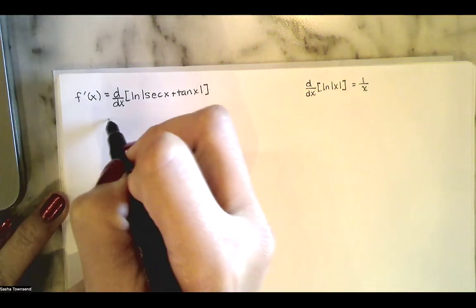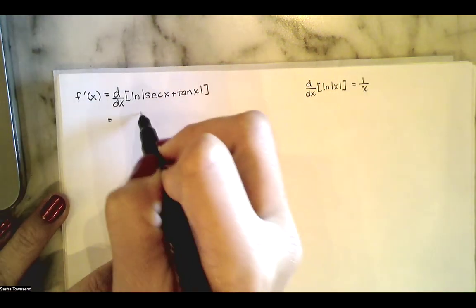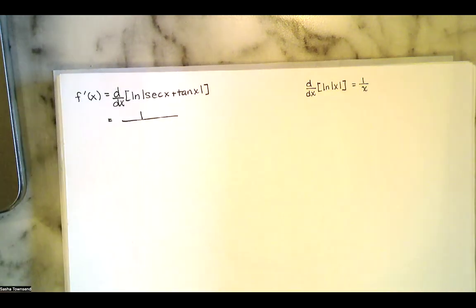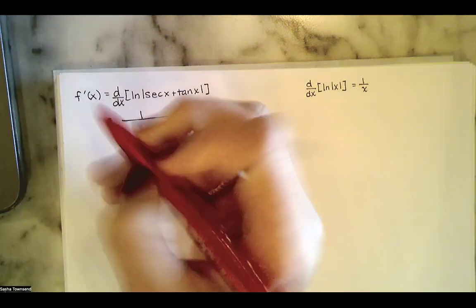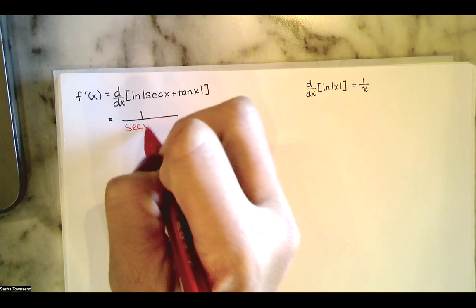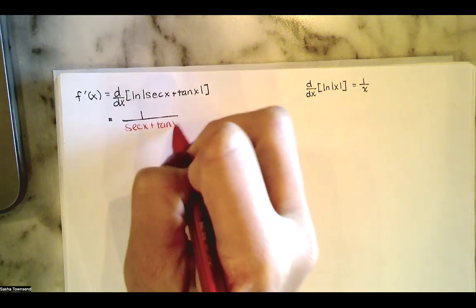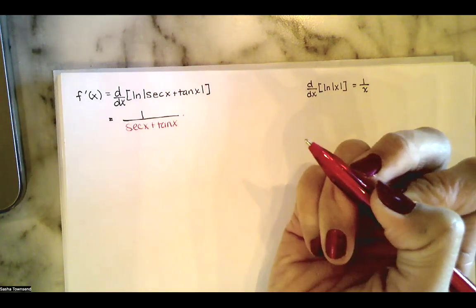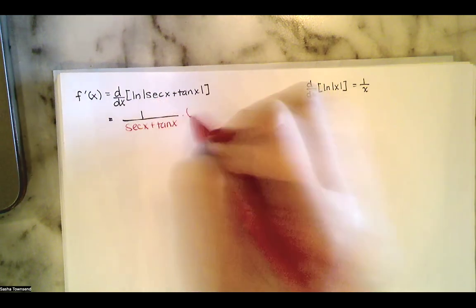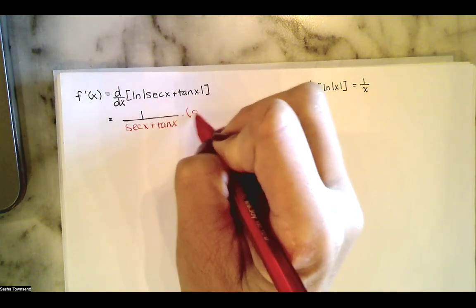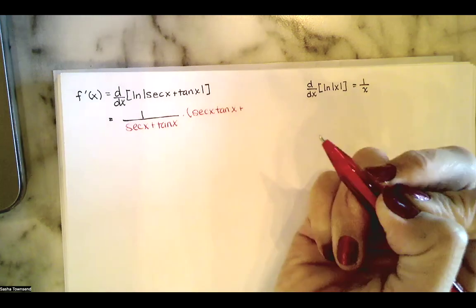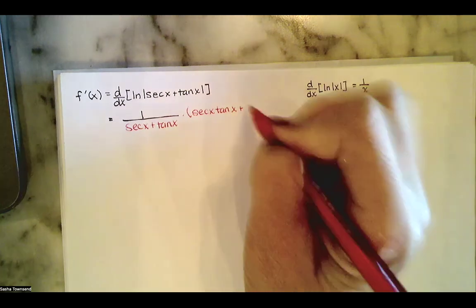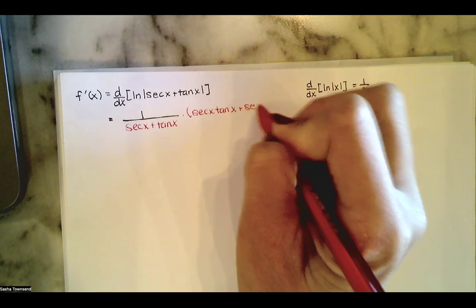So the derivative of natural log of the absolute value of secant of x plus tangent of x can be computed using the chain rule. So it's just 1 over secant of x plus tangent of x times the derivative of the inside. And the derivative of the inside is the derivative of secant, which is secant of x times tangent of x, plus the derivative of tangent of x, which is secant squared x.